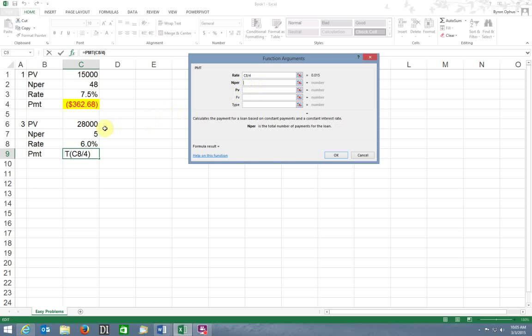Okay, my number of periods, and this is kind of what I was talking about a little bit on the last one, it's 5 years. We can't forget these things, but it's 5 years, but I'm going to make payments 4 times a year, right? Quarterly payments, so I make that times 4, and that would be 20 payments, right? Sure would. Okay, and my present value is the 28,000.